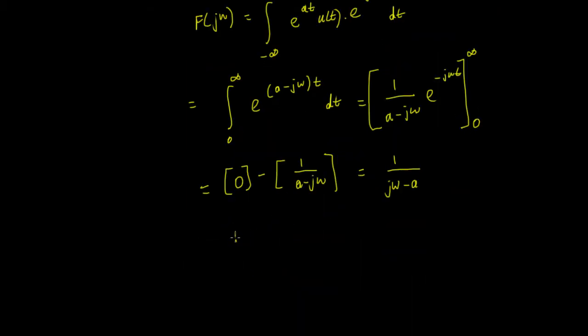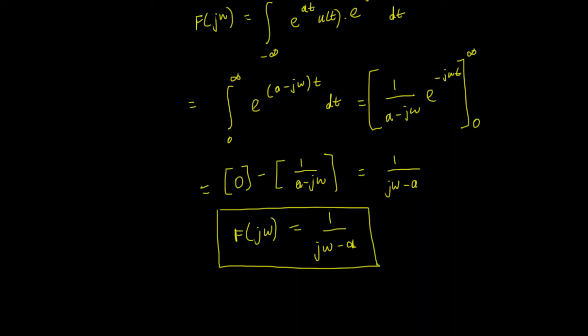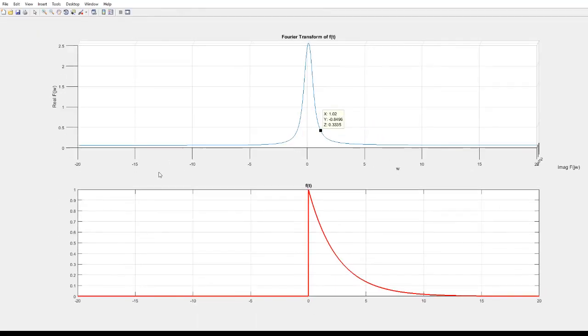So that's the Fourier transform. F of j omega equals 1 upon j omega minus a. That gives us that final MATLAB printout that we looked at. So that's our final Fourier transform, the analytic description of our function, that function there.